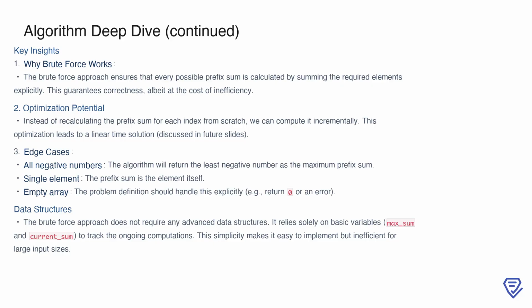When considering edge cases, this algorithm handles them naturally. For an array of all negative numbers, the result will be the least negative number. With a single element array, the prefix sum is simply the element itself. For an empty array, the behavior depends on the problem definition, which may specify returning 0 or signaling an error.